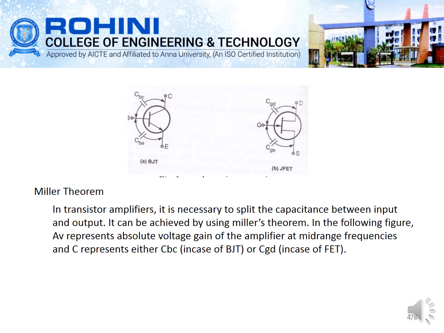So here you can see the effect of this capacitance in the case of the BJT as well as the JFET. In the case of the BJT, we have three terminals: collector, base and emitter. The capacitor placed between the base and collector, we call the base collector capacitance, and the capacitor placed between the base and the emitter, we call the base emitter capacitance.